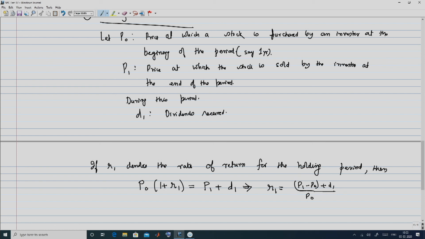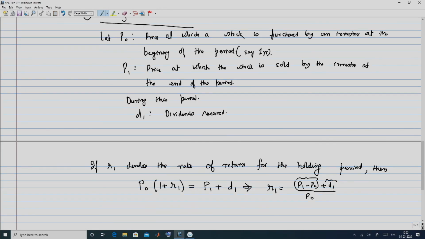So, this means that P1 minus P naught is the excess amount of money that you get as a result of selling the stock, and D1 is the dividend. So, this is the total net gain that you have during the entire period, and this as a proportion of the initial investment P naught, this is what is known as the return. And this return, if you multiply it by 100, then you basically get the equivalent return in terms of percentage.